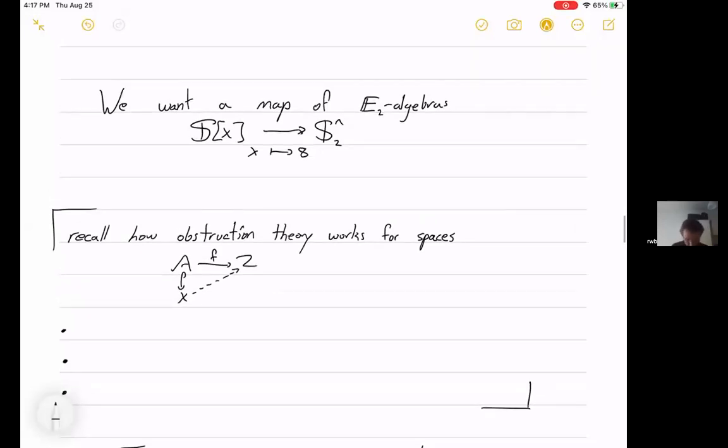Let's recall how obstruction theory works for spaces. This is the simplest obstruction theory you would learn about in a first semester course on algebraic topology. You might have an inclusion of spaces A into X and a map F from A to Z, and you might want to know when you can make an extension of this form. A strategy would be to put a cell structure on X over A, and try to extend F over X one cell at a time.